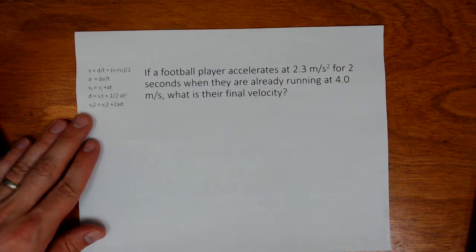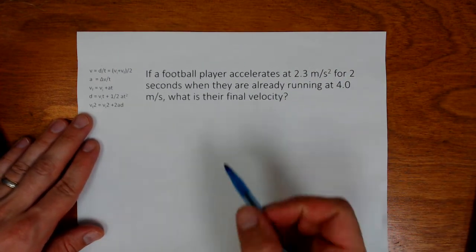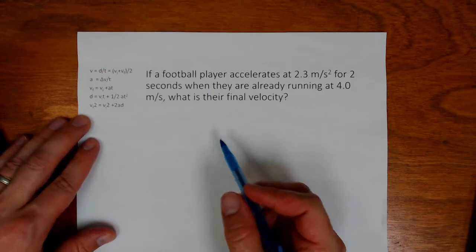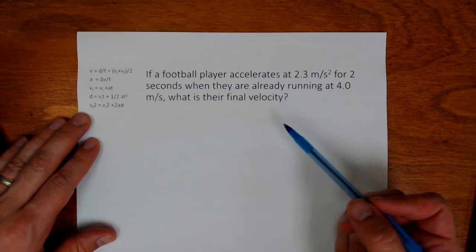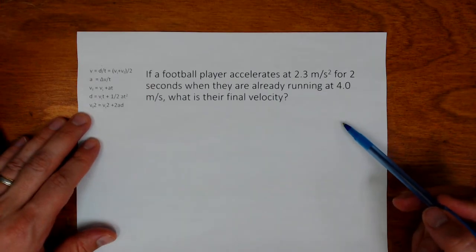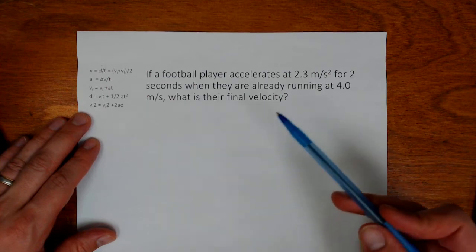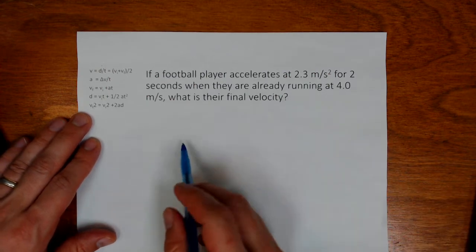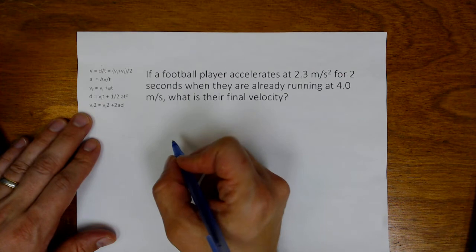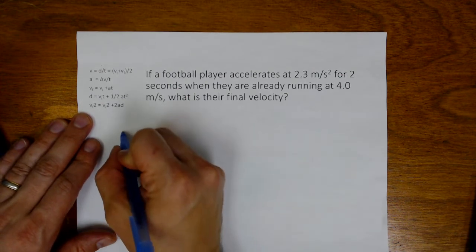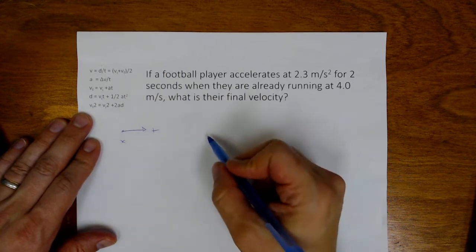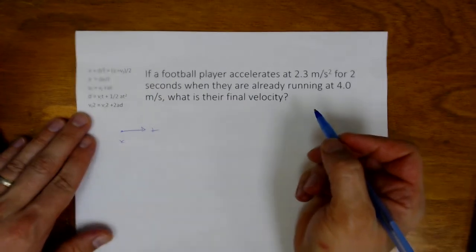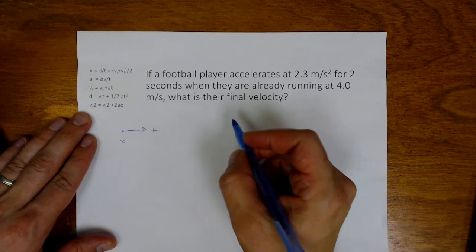Our next one here. We have a football player. A football player accelerates 2.3 meters per second squared for 2 seconds when they are already running at 4 meters per second. What is their final velocity? And excuse the blurring, the camera is trying to focus on my pen here. So what we're going to do is set our reference system. Again, we're going to start with the x direction being positive. We're only doing linear kinematic problems here, one dimension, so that's all you have to worry about.